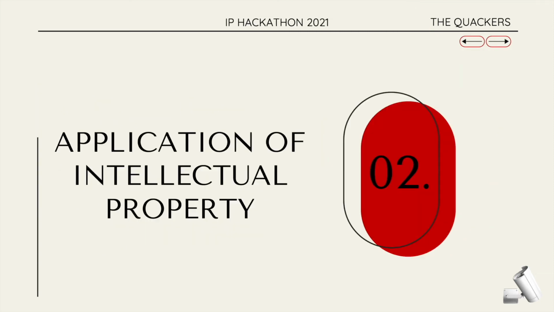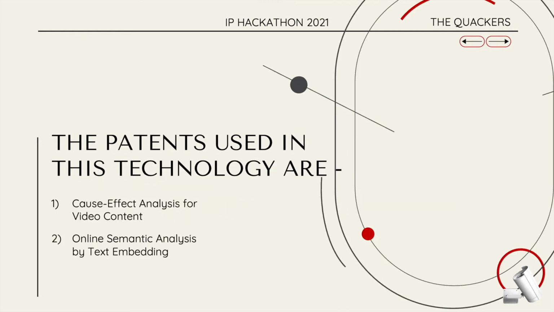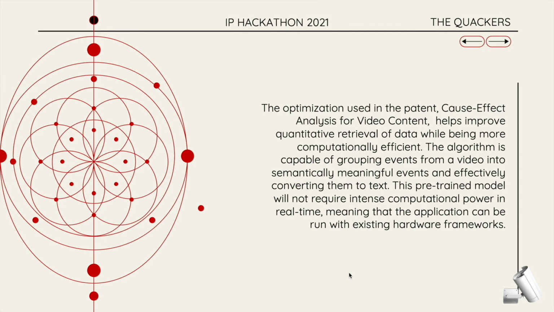Let's now address the application of intellectual property in our product. The patents we've used in this technology are number 1, the cause-effect analysis for video content, and number 2, online semantic analysis by text embedding. So the optimization used in our patent basically allows us to retrieve more data while also being computationally efficient.